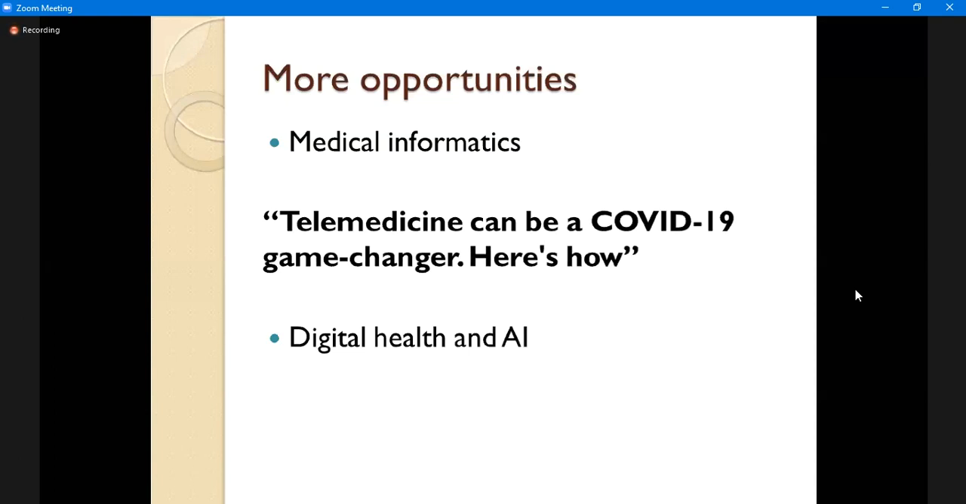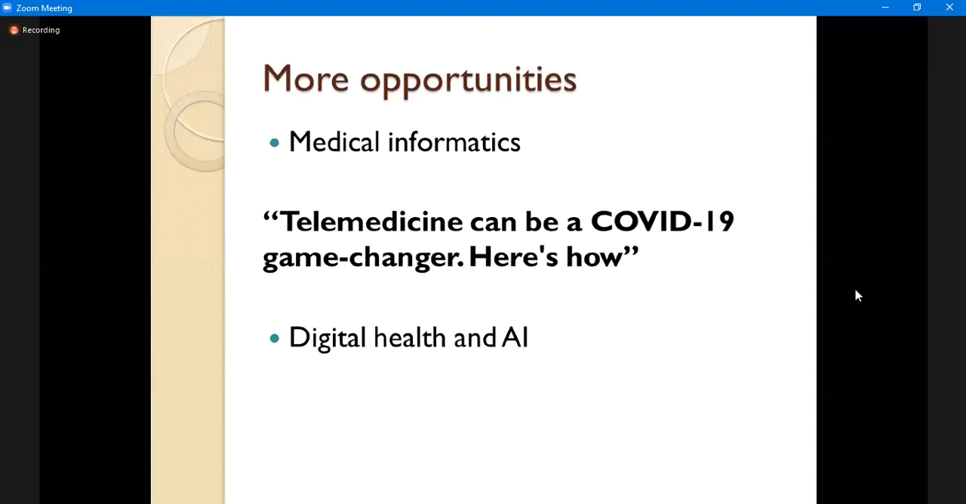So one thing is that medical informatics is going to come to the front out of all this in a big way, because now people think that it's going to be a game changer. It's going to change the way medicine is delivered to people's doorstep.